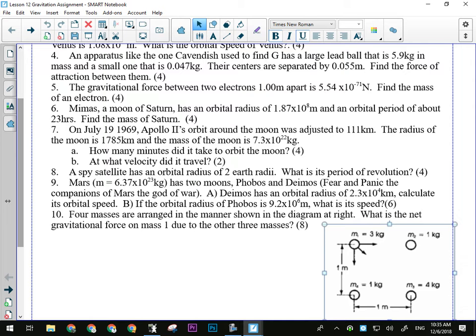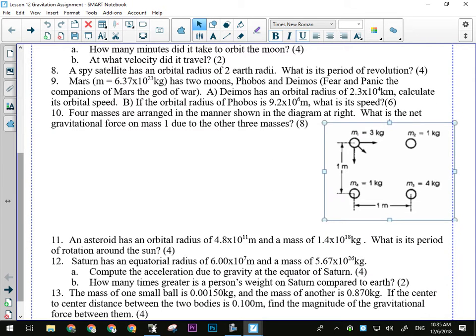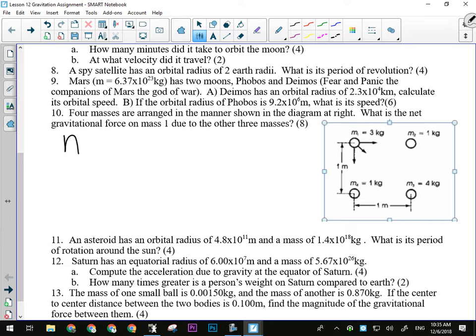Number 10. Here's what I will tell you about number 10. It's net force and it involves vectors. The only force in that question is gravity. There are no other forces attracting those four objects to each other. The force of gravity between them is the only thing. So you've got some vector addition to do on that question, but it's not overly difficult vector addition. Everything's 90 degrees essentially, or 45 degrees.